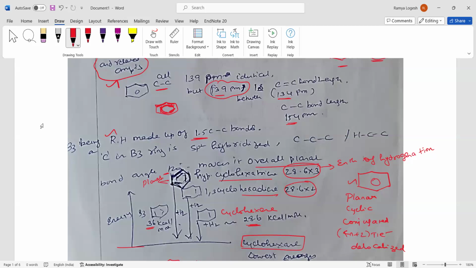Ma'am, 28.6 into 3 is the enthalpy for hydrogenation, right, ma'am? Hydrogenation of cyclohexatriene. Yeah. Benzene is also cyclohexatriene. So hypothetically, if it is 1 bond, it needs 28.6; if it is a double bond, it may require 2 times of it. And if it is 3 double bonds, it should require 3 times of it. But benzene is not like that. Benzene requires only 36.